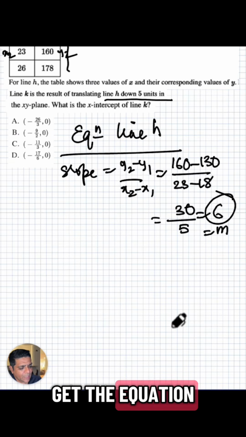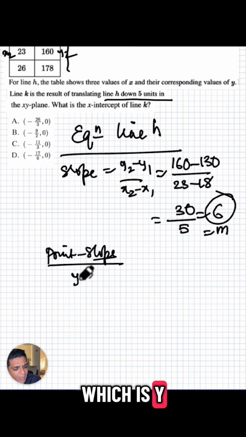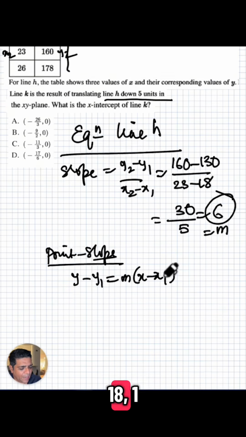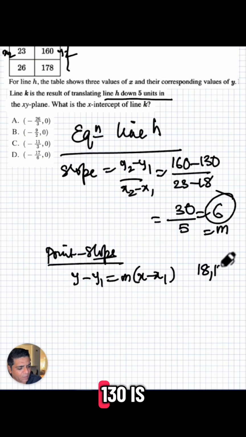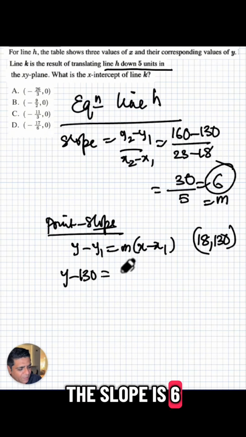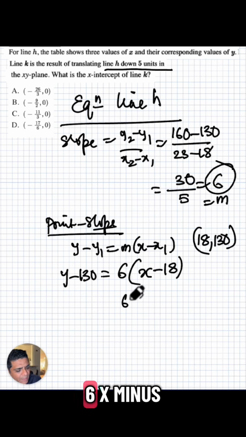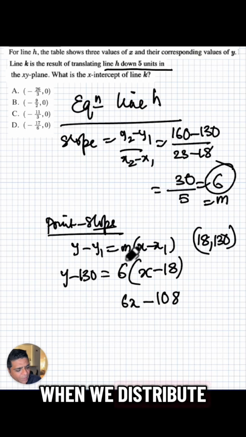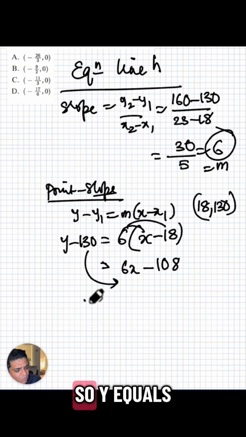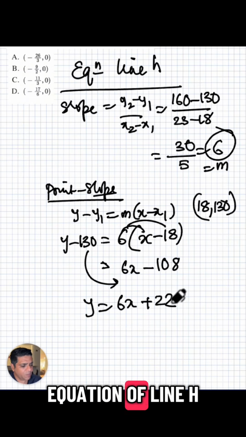Now let's get the equation from the point-slope form, which is y minus y1 equals m times x minus x1. Let's substitute any one of these points. 18, 130 would be fine. So 18, 130 is the point I'm going to substitute with. So y minus 130 equals the slope, 6, which we just calculated, times x minus 18. Go ahead and distribute that. So we get 6x minus 108, and that is equal to, let's bring this 130 to the other side. So y equals 6x plus 130 minus 108, which gives us 22. This is the equation of line H.